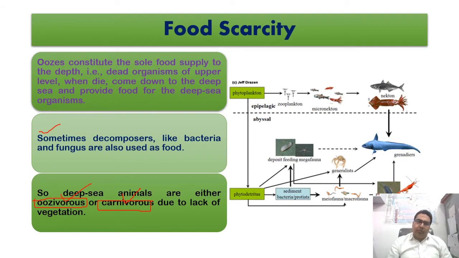And one more important thing: there is one rule, eat or be eaten. This rule plays an important role in the deep sea water. There is a phenomenon of eat or be eaten. That is why they have undergone different modifications in their structure as well, so as to compensate for the scarcity of food.